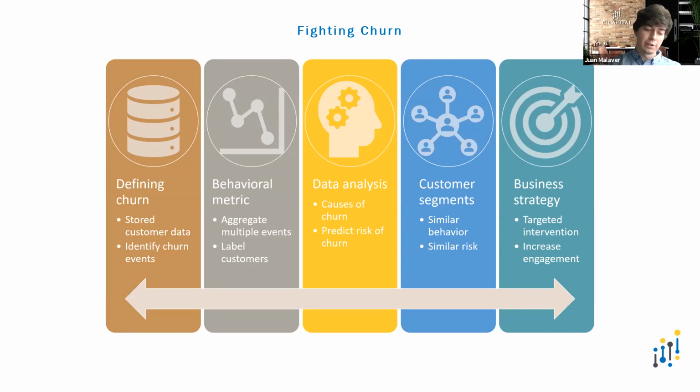Once we have a model built, we can then segment customers. We can group customers by the risk of their churn, and then identify similarities between them. Perhaps customers who are more likely to churn have a similar set of profiles, and we can learn about their behavior by creating these segments.